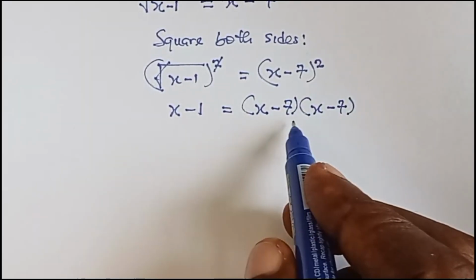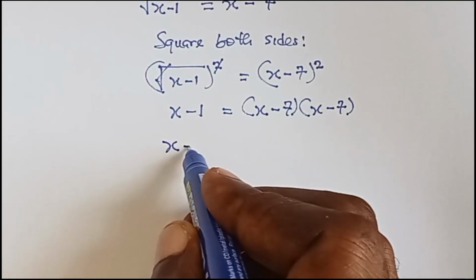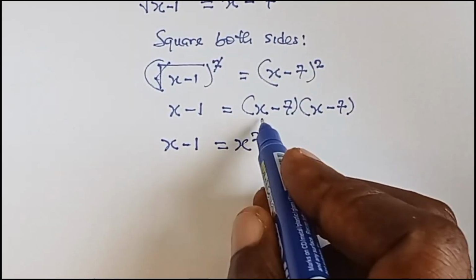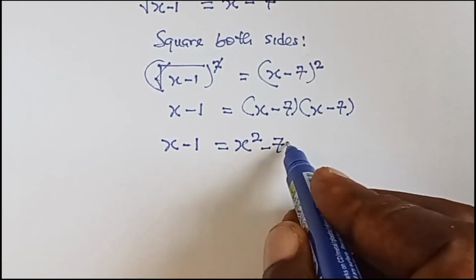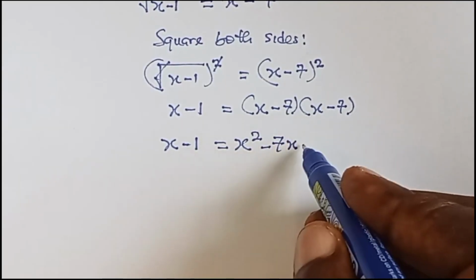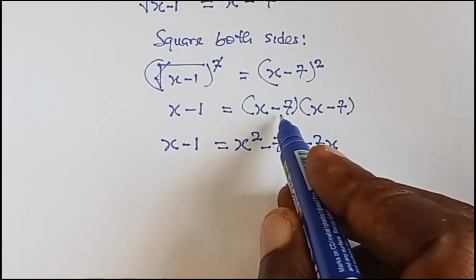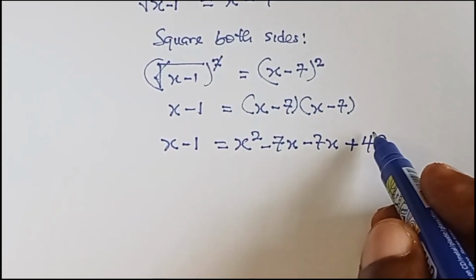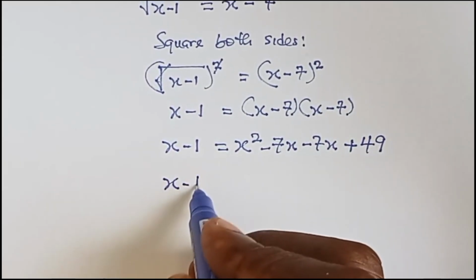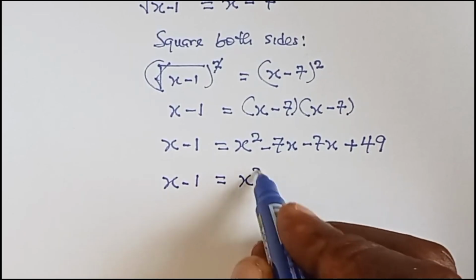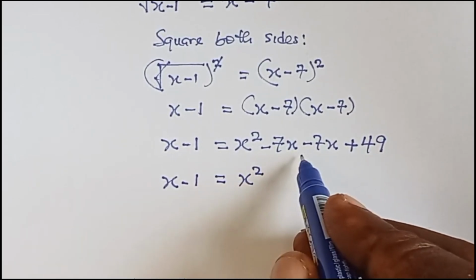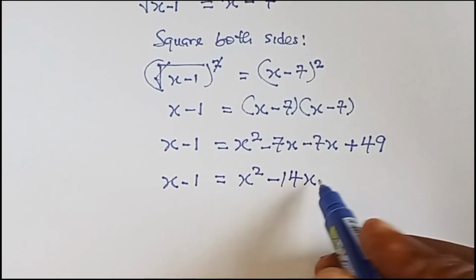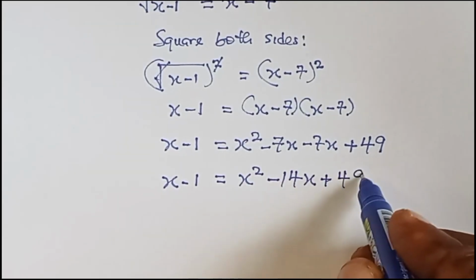Right, then we expand. So we have x minus 1 equals x times x is x squared, x times minus 7 is minus 7x, minus 7 times x is minus 7x, minus 7 times minus 7 gives plus 49. Okay, so we have x minus 1 equals x squared, minus 7x minus 7x are like terms, so it becomes minus 14x plus 49.